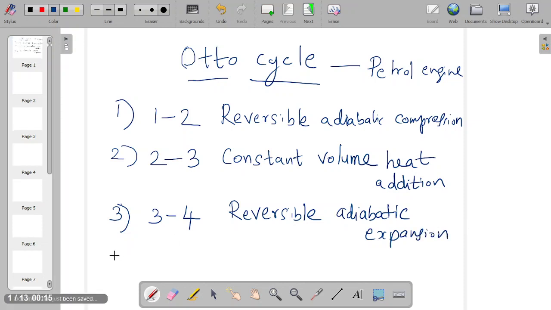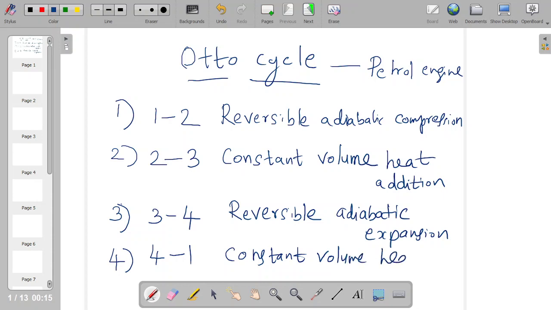And finally we have heat rejection. Since this is a heat engine, without any heat rejection, by second law of thermodynamics we cannot produce work continuously. So we have to reject the heat. So that is done in the last process, that is 4 to 1, and that is the opposite of second one, constant volume heat rejection.